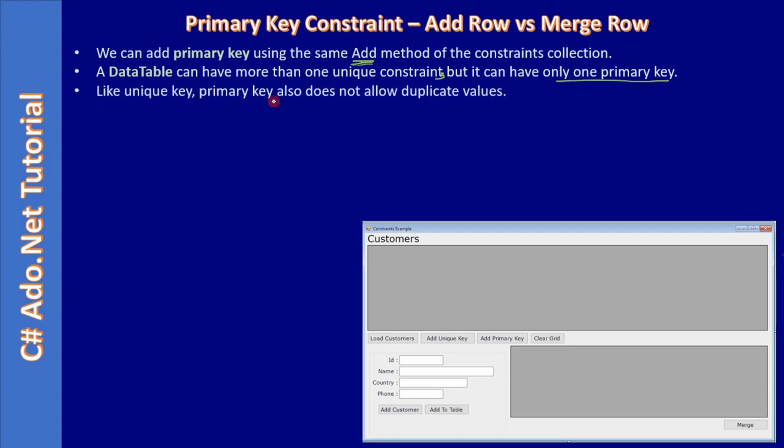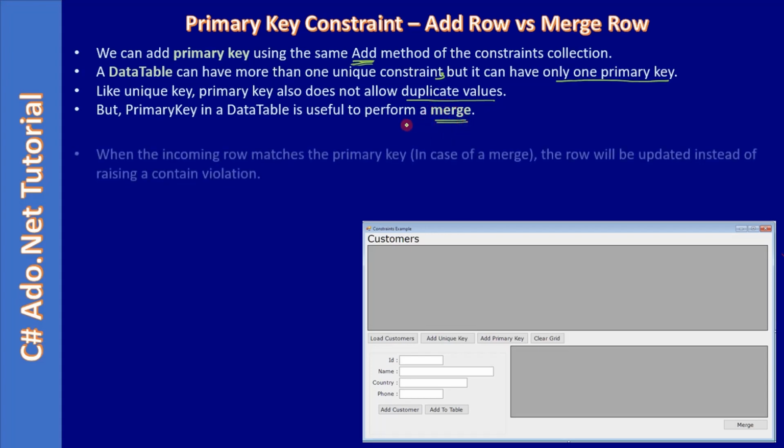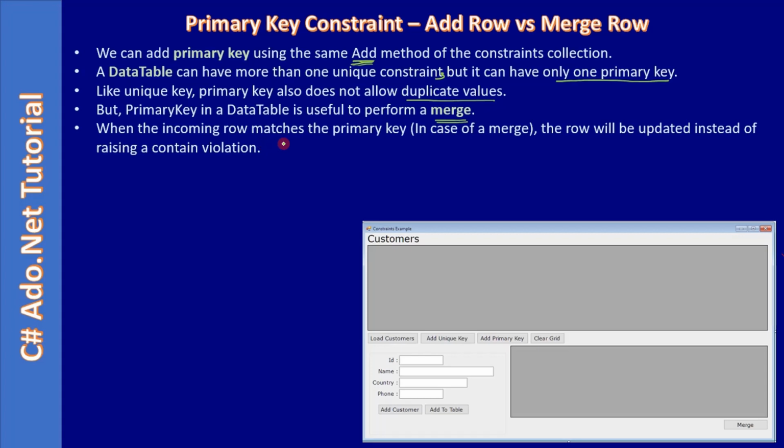Like a unique key, a primary key also does not allow duplicate values. But the primary key in a data table is useful for performing the merge operation. When the incoming row matches the primary key, in the case of a merge, the row will be updated instead of raising a constraint violation.